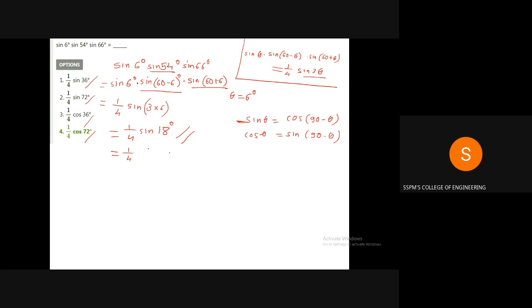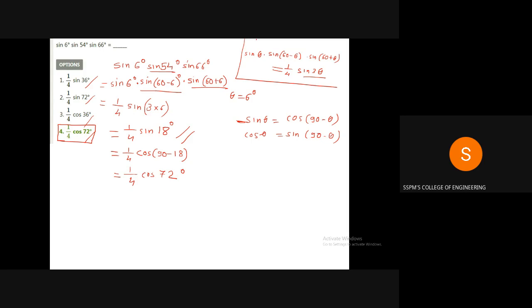So sine theta is equal to cos 90 minus theta. Therefore, sine 18 is equal to cos 90 minus 18, which is in turn equal to 1 by 4 cos of 72 degrees. Therefore, this is the correct answer.